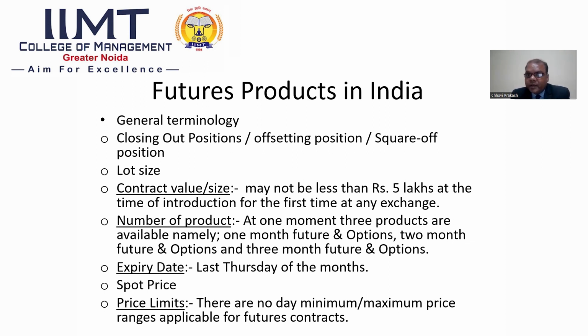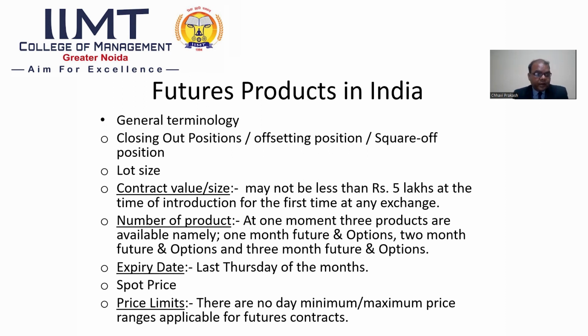Today we are in February 2023. If we go to buy or sell Reliance future in the future market, then we will have 3 products available. One product would be maturing in the February month itself, that is 1 month future. Another product will be maturing in the month of March, that will be called 2 month future, and another product will be maturing in the month of April, that will be called 3 month future product. And all these 3 month future products would be maturing on the last Thursday of that month.